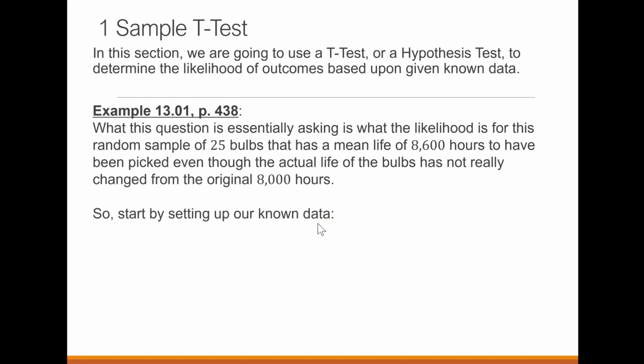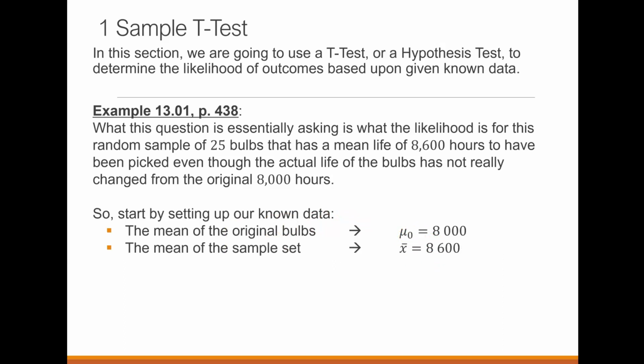So let's set up what we know. We know the mean of the original light bulbs is 8,000 hours. That's the mean for our null hypothesis. That's why I put the 0 subscript there. We know the mean of the sample set is 8,600. And we know the standard deviation of the sample set was 1,000.